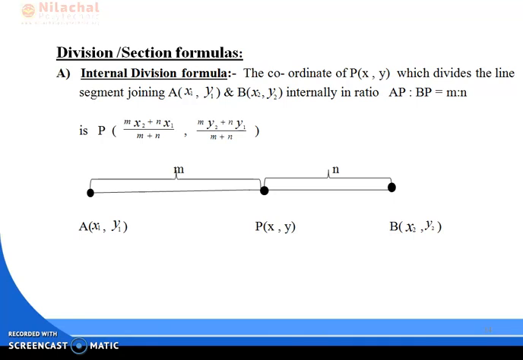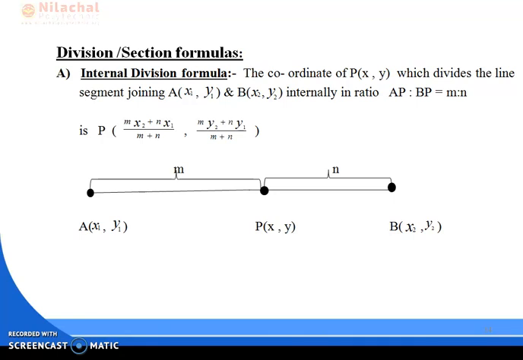Subject Engineering Mathematics 1. Today our chapter number is 3 and chapter name is Two-Dimensional Coordinate Geometry. Today our topic is division or section formula. First of all, there are two types of division or section formula. One is internal division formula, another is external division formula. Or you can say internal section formula and external section formula.